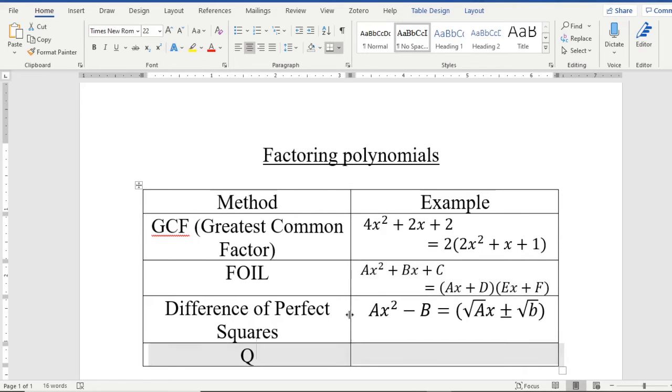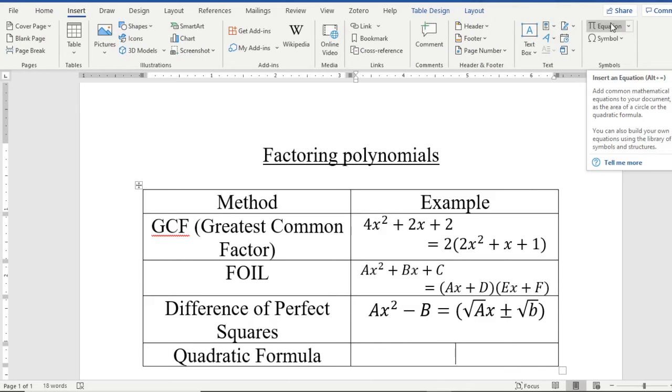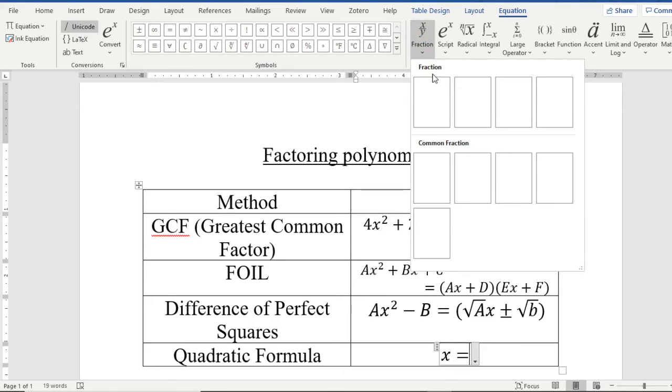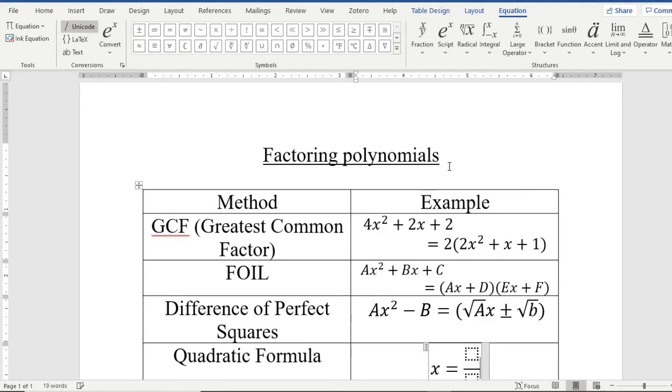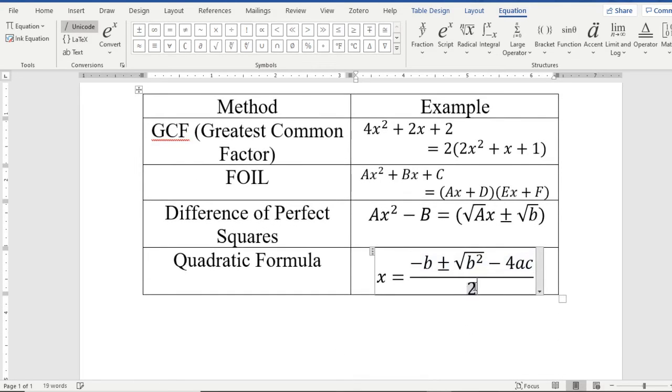Okay, so quadratic formula. This is the kind of last resort in most cases. This is when the other three methods do not work. You do this. This solves for x. So that's negative b plus or minus the square root of b squared minus 4 times a times c, over 2 times a.